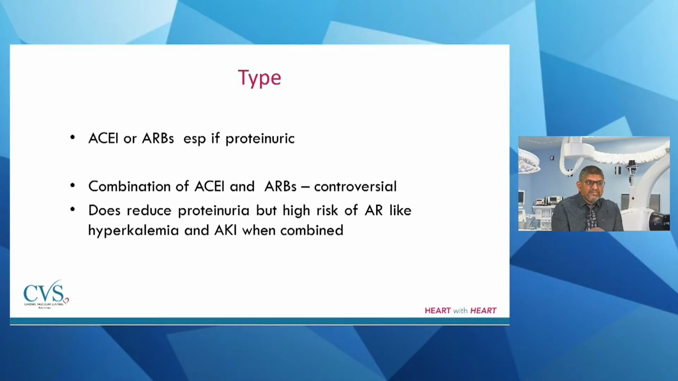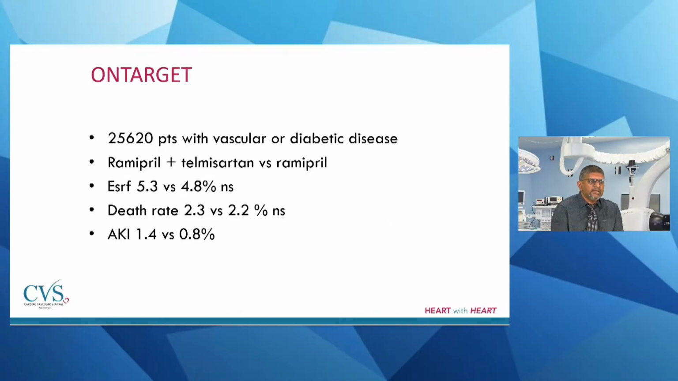What about combination of ACE and ARBs? It is controversial. There are studies that show when you combine them, you reduce the proteinuria, but there's a higher risk of adverse reactions like hyperkalemia and acute kidney injury. So many people won't use it. I do use it sometimes, but monitor them carefully. For example, in the ONTARGET study, where they compared telmisartan and ramipril alone, there was a significantly higher incidence of AKI in the combination group.